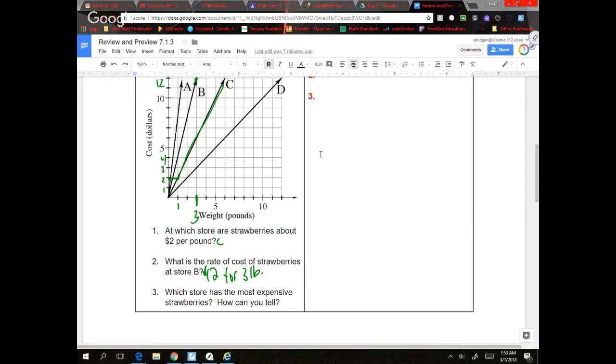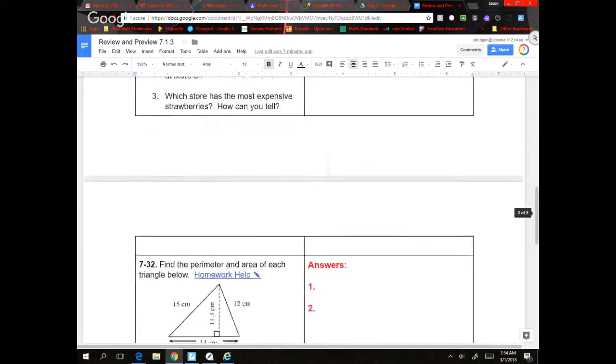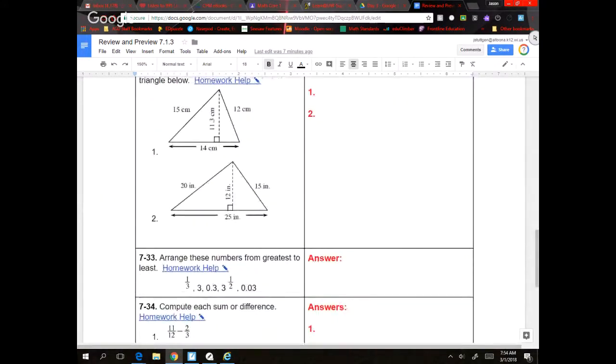Last one, which store has the most expensive strawberries? Store A, by far. This is like the running ones. In this case, it has to do with price. So the steeper the line in this case, the more expensive the strawberries are.